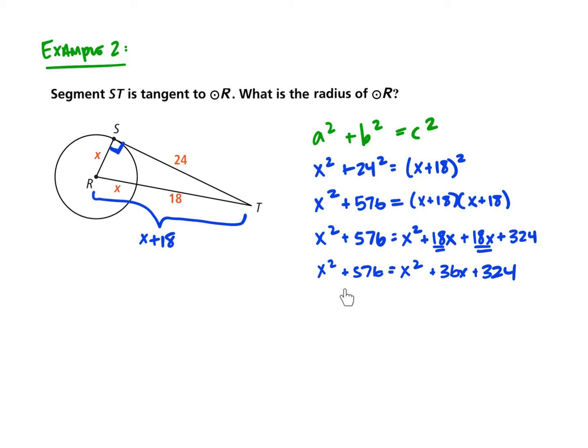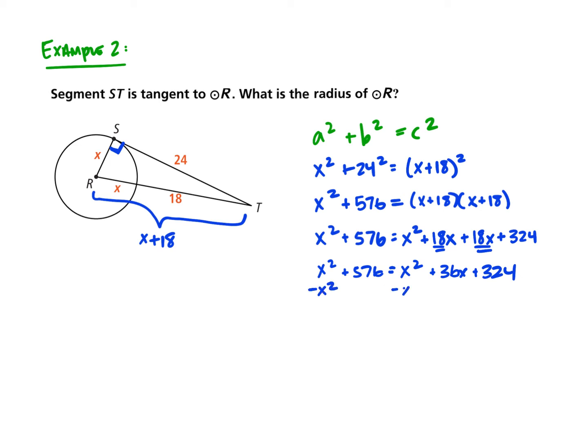And a lot of times that's what's going to happen when you have an equation that has an x squared and an x that's not squared. A lot of times that means that you're going to have to use factoring or the quadratic formula, if you've learned about that. But in this case, we're going to see that that's actually not going to be necessary, because if I subtract x squared from each side, those x squared terms are going to go away. So let me just show you what I mean.